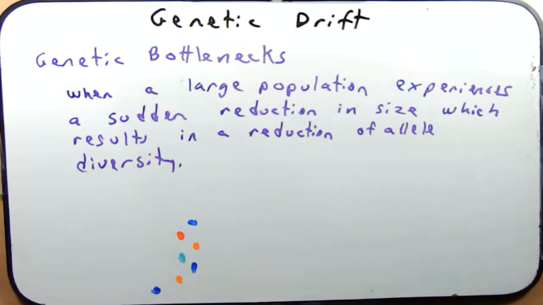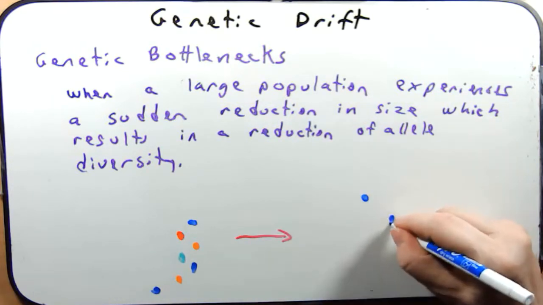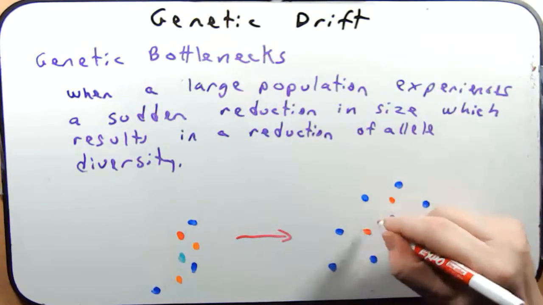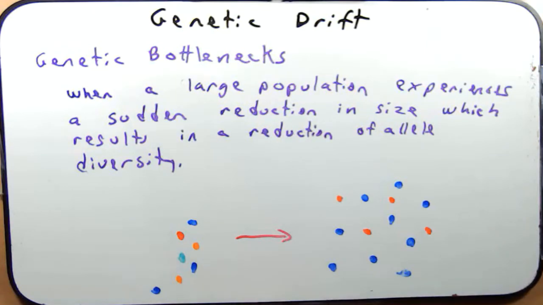And over time, just like we saw with the founder effect, over time, we will see this population grow. And remember that previous population was predominantly red. And some red individuals did survive, but looks like more blue and orange individuals survived. So the allele frequency certainly has changed from this original population to the one we see now.